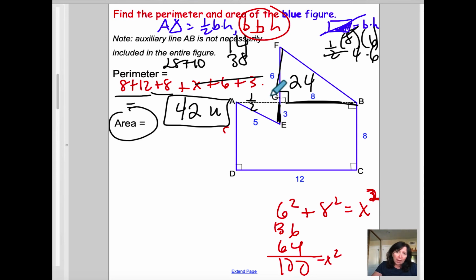To find the area of this little triangle here, this is going to be 1/2 my base. Oh, and we knew that the height was 4, right? We found that out, 3, 4, 5. Okay, so 1/2 the base times the height. So that's 1/2 of 4, which is 2. 2 times 3 is 6. So this space inside is 6.